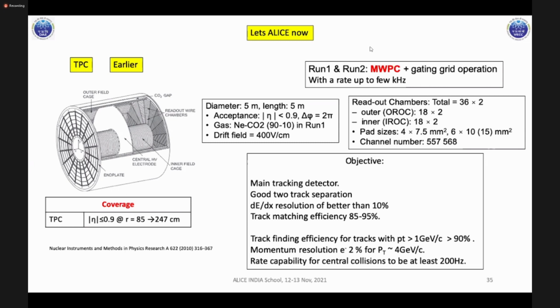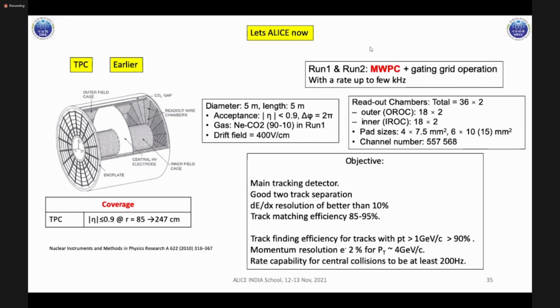Not only this gas and all these things, you need to have some readout techniques. And for these readouts, it has a total of 36 into 2 readout chambers. Some are called outer readout chambers, some are called inner readout chambers. And these readout chambers have pad sizes of the order of 4 by 7.5 millimeters square, and it really tells you the limit to which you can precisely measure in the XY plane, the dimension of this pad.